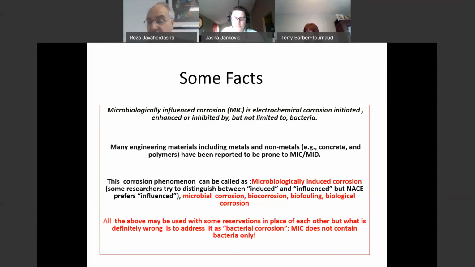There are many ways to address MIC. Some people may call it microbiological influence corrosion. Some people may say microbial corrosion. It doesn't matter. As long as you don't address it as bacterial corrosion, you're on the right path. Bacterial corrosion implies that it is only bacteria that can induce corrosion, which is not true.